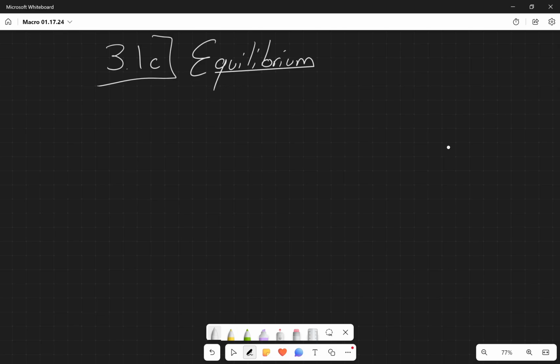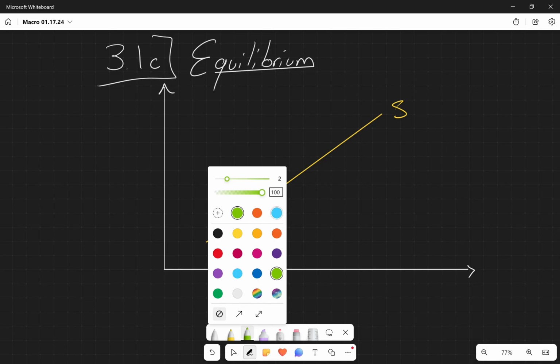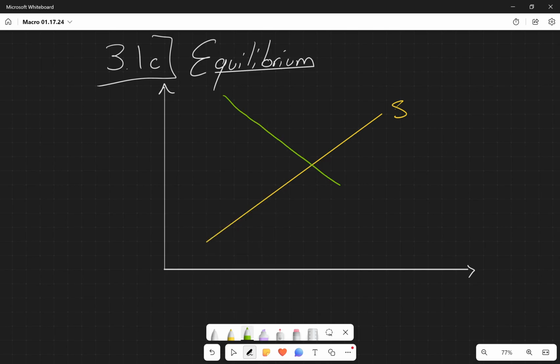So what is equilibrium? Well, besides being a very terrible movie from the early 2000s, equilibrium is the situation where our supply and our demand meet. So we've got a supply curve, upward sloping, label that just with an S. We've got a demand curve that's downward sloping. We'll label that with a D.